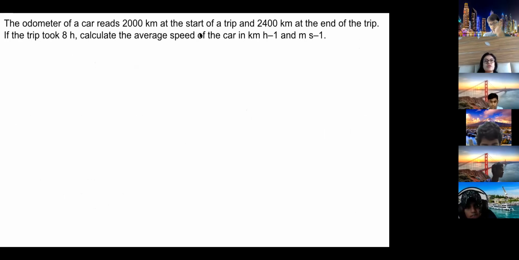Okay, next question. Odometer, you know what is odometer? Anyone knows odometer? It calculates the distance an object has traveled. Yes, it calculates the distance. So it gives you the distance. So odometer of a car reads 2000 kilometer at the start of a trip and 2400 kilometer at the end of the trip. If the trip took 8 hours, calculate the average speed of the car in kilometer per hour and meter per second. Just try to find out first of all in kilometer per hour.